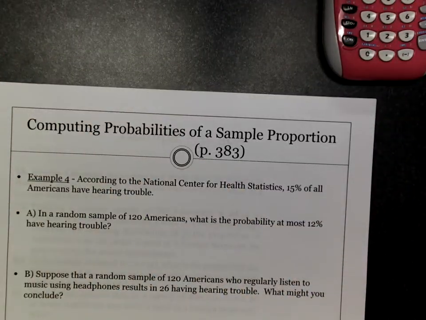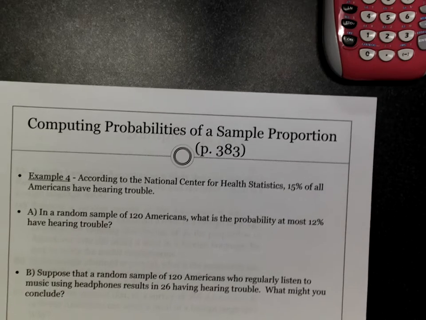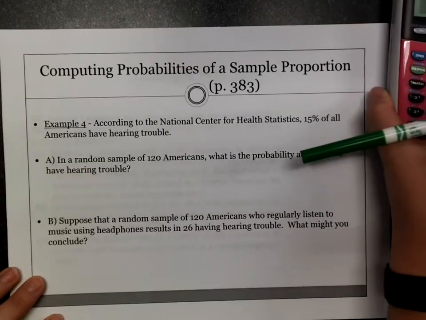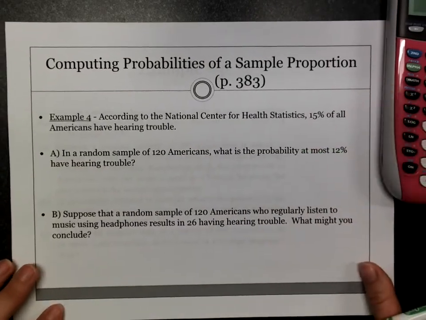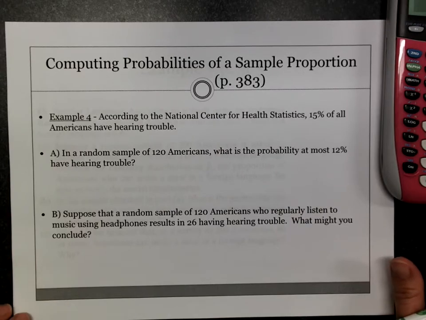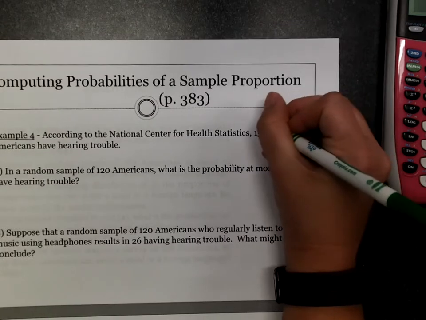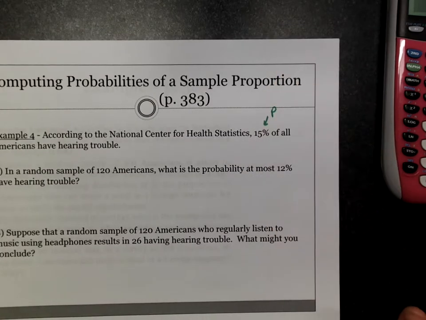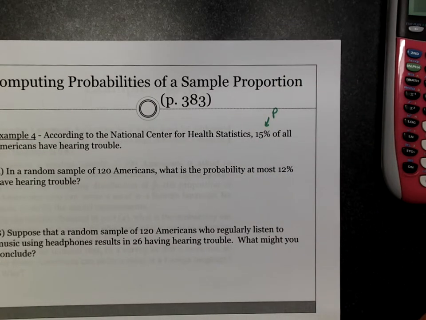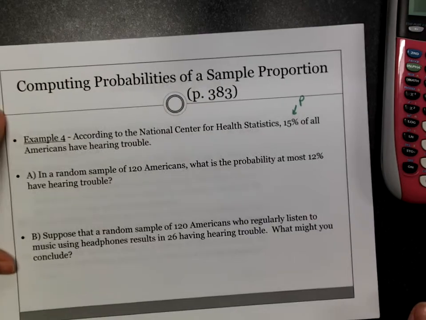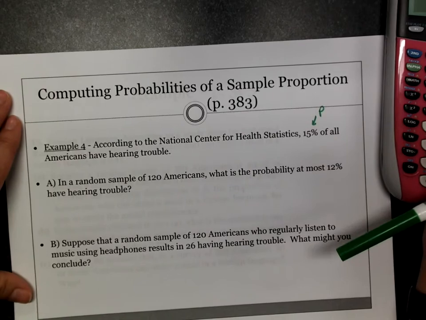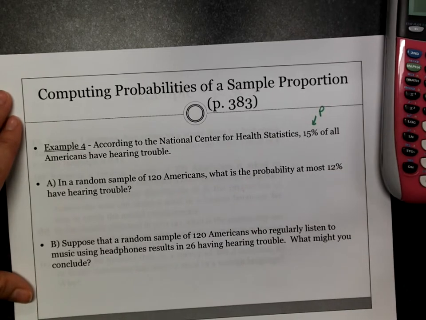So let's see how this works. Example 4 says, according to the National Center for Health Statistics, 15% of all Americans have hearing trouble. So again, this is a percentage, which tells us we're in proportions. It also does not give us a standard deviation, which gives away that we're looking at proportions. So we're not going to do the normal checks, we just did that. We're just going to jump right into a question.